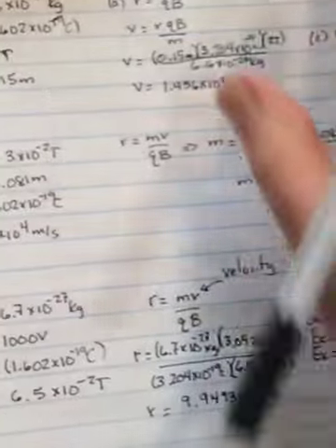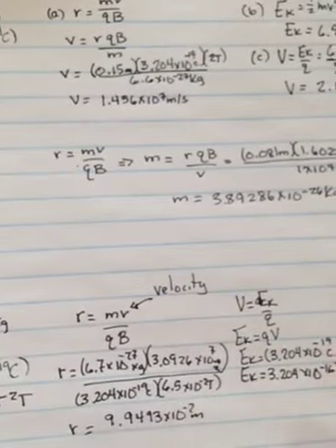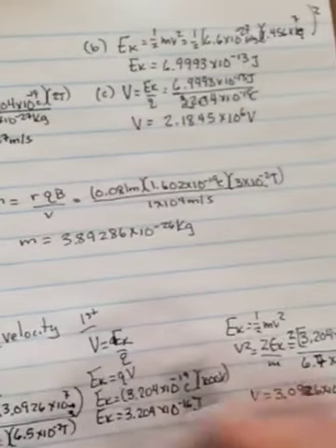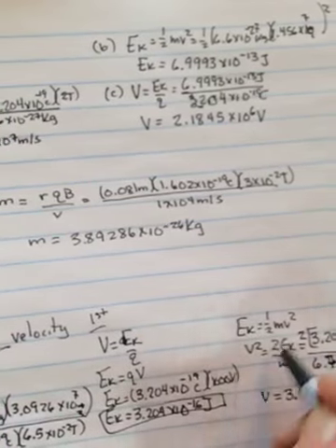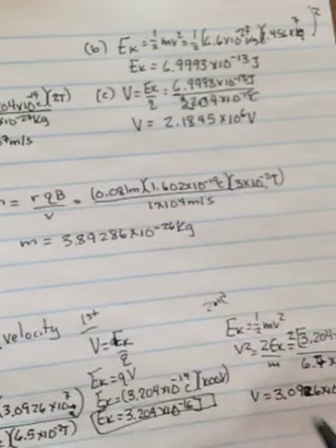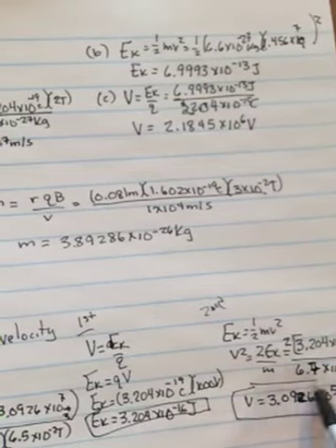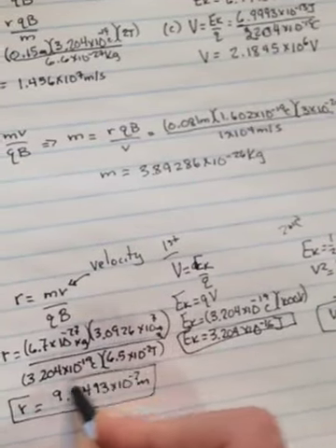Okay, so in number 9, they walked you through the steps to make the connection, and then in number 11, they assumed you would know. So you start, use the voltage to find the kinetic energy. Use the kinetic energy to find the velocity, and then use that velocity to get your radius.